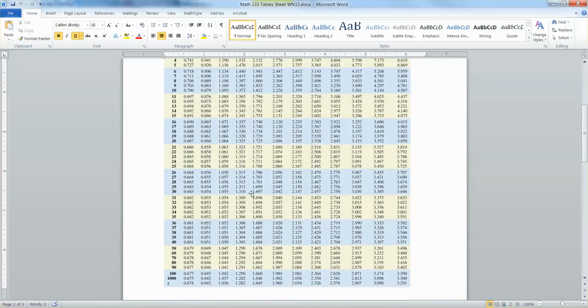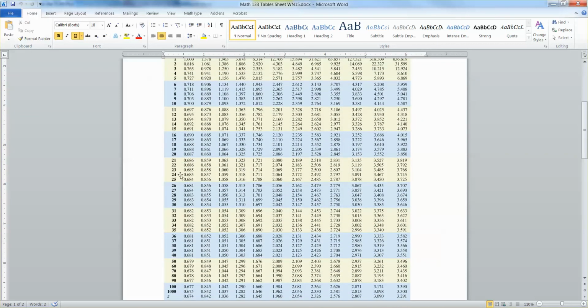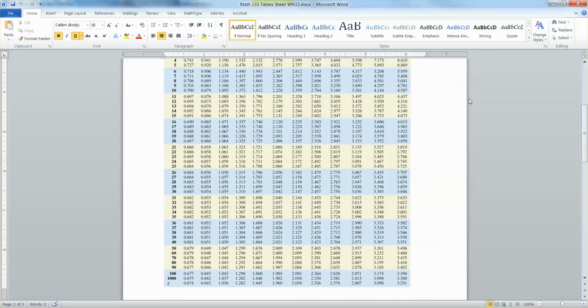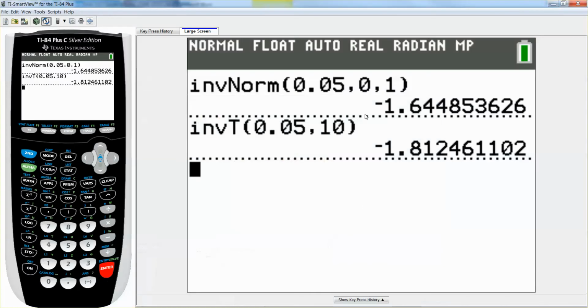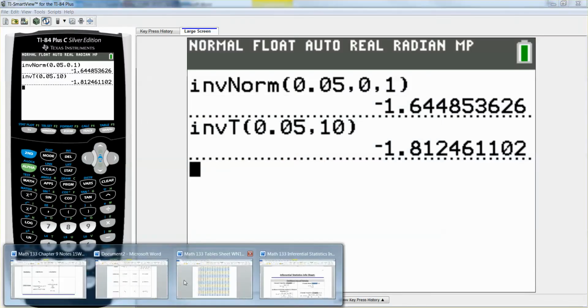The problem with the table is it's actually really handy to use, but it doesn't have every degrees of freedom possible. It only has all the degrees of freedom up to 40, and then it starts hopping, right? So you're better off with the calculator if it's a degrees of freedom that the table doesn't do. All right, so there's how to find those.